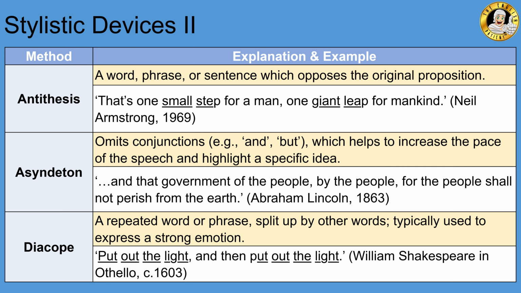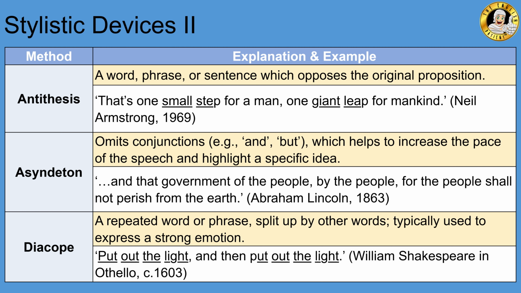Asyndeton. Now this is the omission of conjunctions such as "and" or "but." Now this is done to help increase the pace or the speed of the speech, making it more passionate, and to highlight a specific area. And here we have a quotation from Abraham Lincoln all the way back in 1863. "And that government of the people, by the people, for the people, shall not perish from the earth." Notice there are no conjunctions being used here.